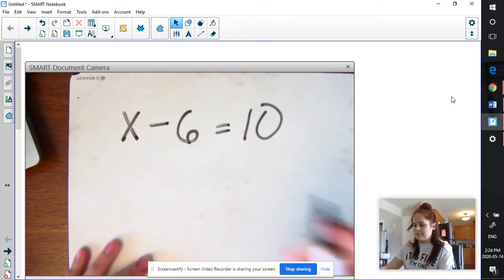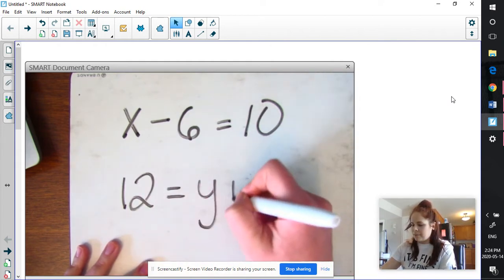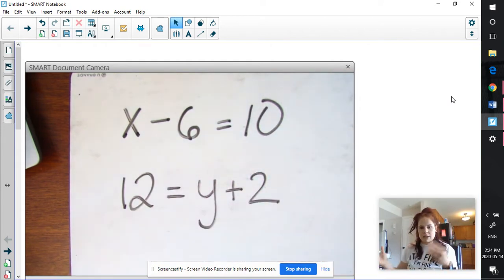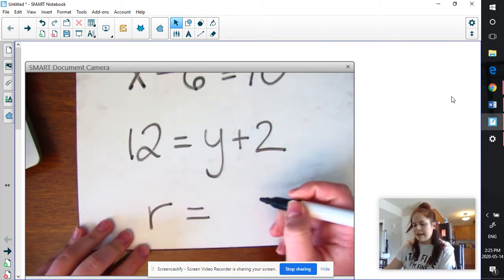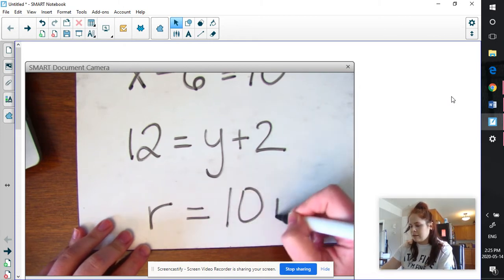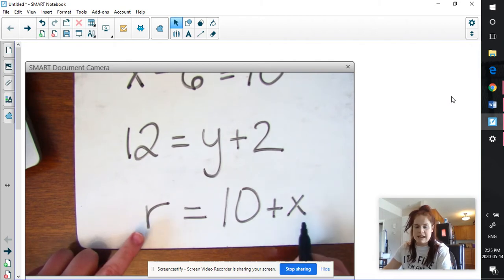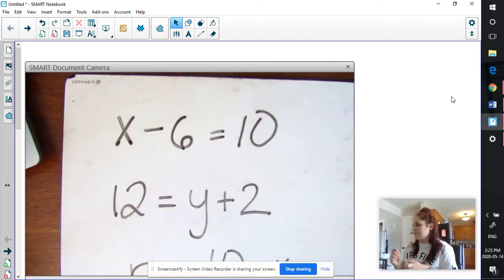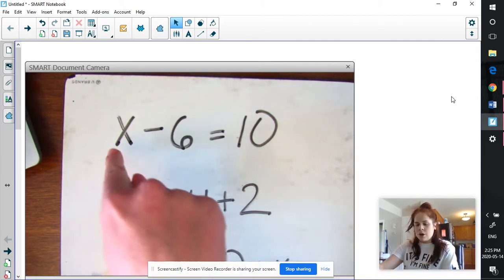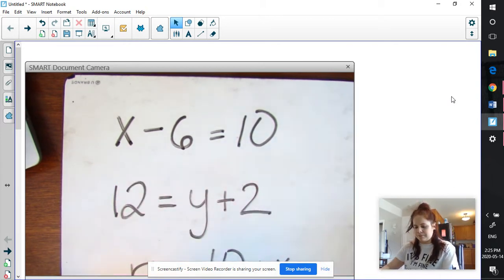That's an equation. 12 equals y plus 2. That's an equation. R equals 10 plus x. That's an equation. This is a tough equation because it has two variables in it. All of the ones that we're going to be solving have just one. So basically what we're going to be doing is figuring out what value of the variable will make this true.